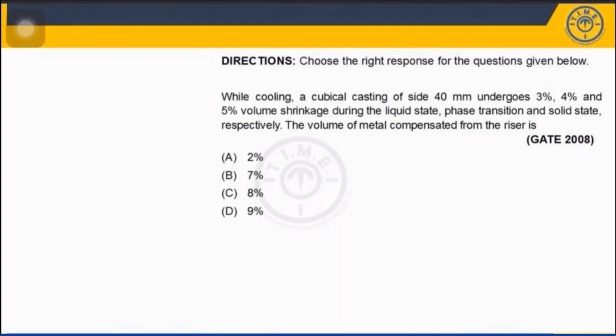Very simple, no need to solve this. If you know the concept, you can easily identify which one will be correct. I think this question I have discussed in live classes also. Can you tell me which one will be the correct answer? Otherwise, I will explain.